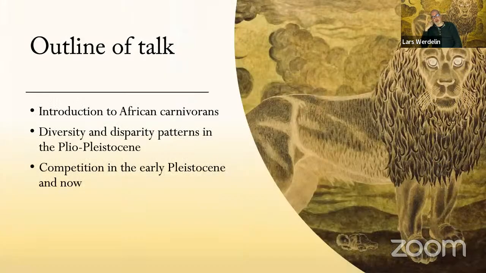So the outline of the talk: since I can't assume that everybody is completely familiar with African carnivores, I'll give you a brief introduction to the fossil record, particularly of the Pliocene, and some specifics about the major families of carnivores that are present in Africa during the past 5 million years. Then I'll talk about diversity and disparity patterns and the evolution of the large carnivore guild in particular in the Pliocene. And finally talk about competition within the large carnivore guild in the early Pliocene and now, and make some general conclusions and discussions, and hope you follow along.